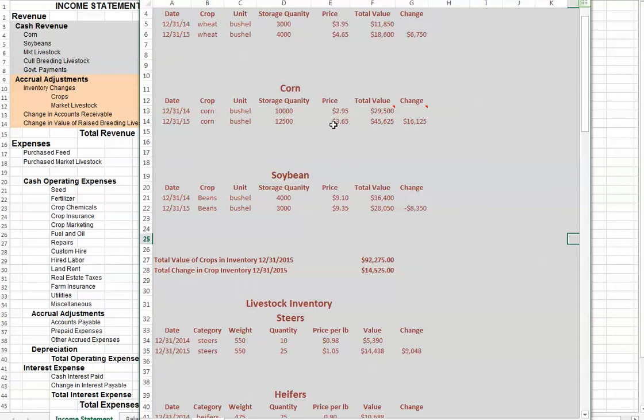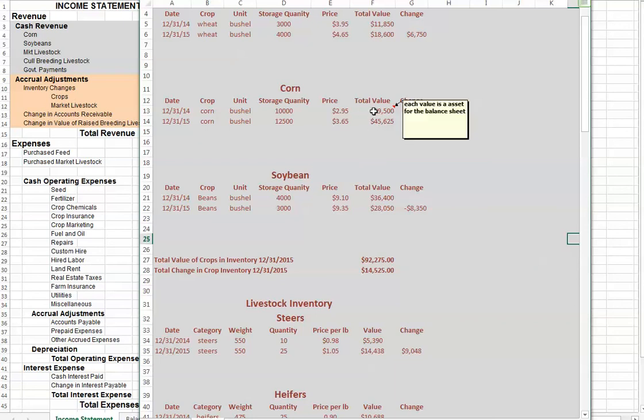Let's say corn. At the end of the first year, you had corn in storage worth $29,500. Okay? Now that's not an income statement number. That's value of something that existed. At the end of the next year, you had value in storage of $45,625. Again, not an income statement. Those numbers go on the balance sheet because they are something you owned.